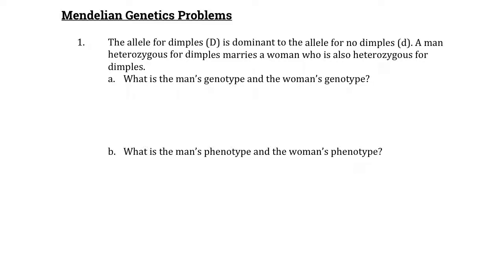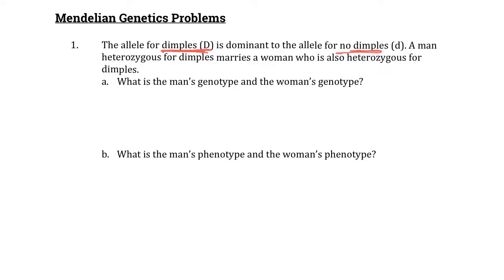Okay, I'm going to go over the answers to these genetics problems. It says the allele for dimples, big D, is dominant to the allele for no dimples, small d. A man heterozygous for dimples marries a woman who's also heterozygous for dimples. What's the man's genotype and the woman's genotype?